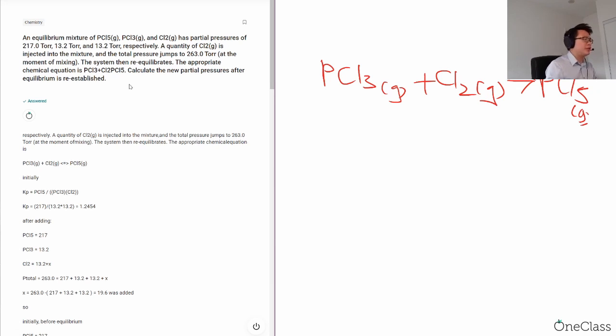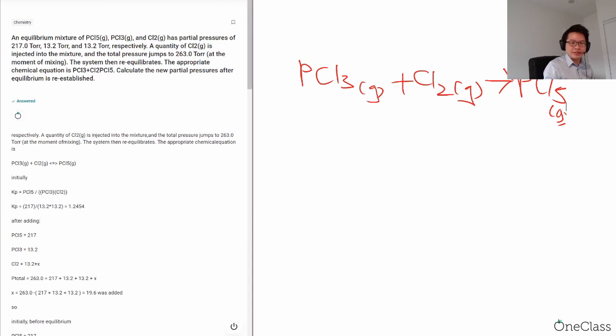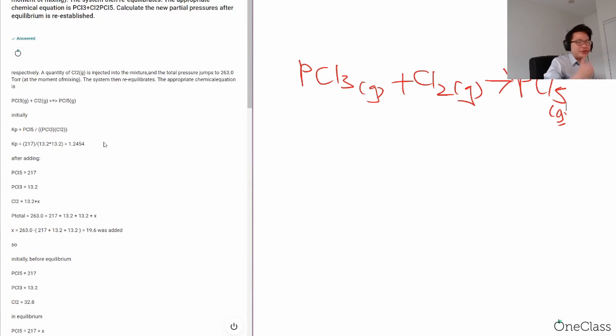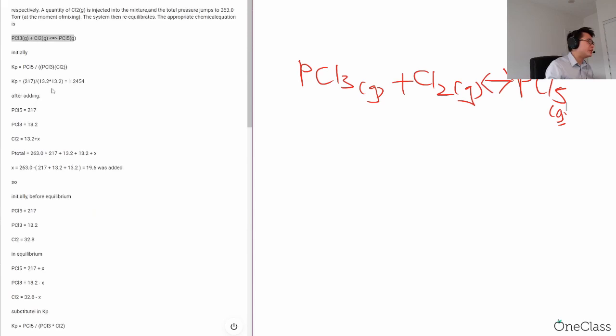So we're going to calculate the new partial pressures after equilibrium is established. Maybe I'll move it a little so we have more space on the right of the screen. Let's go through the answers part by part. We already have the equation given over here, and I forgot that it's an equilibrium, so I should have a double arrow. Initially, we can calculate the Kp.